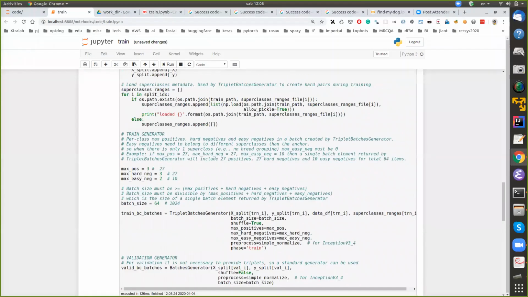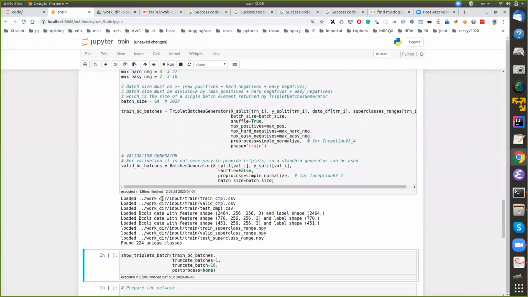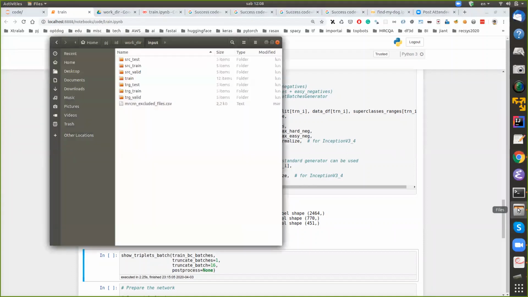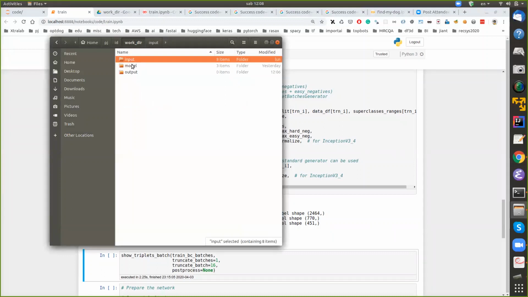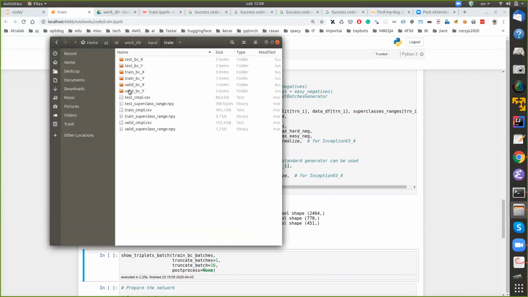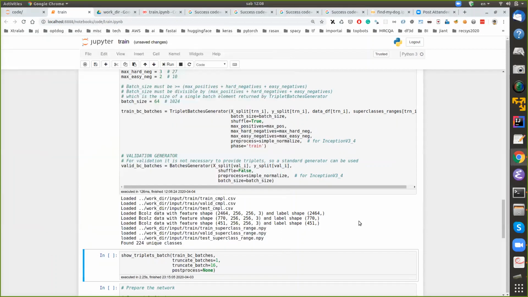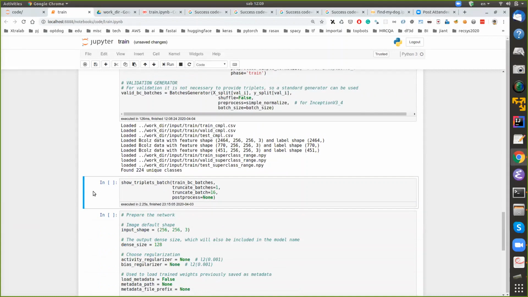You see, now the directory WorkDir input train has been found. On the shared drive we have only the model, but here we also have the input train with the binary datasets and the helper files that I use to provide the triplets. And this is what I wanted to show.